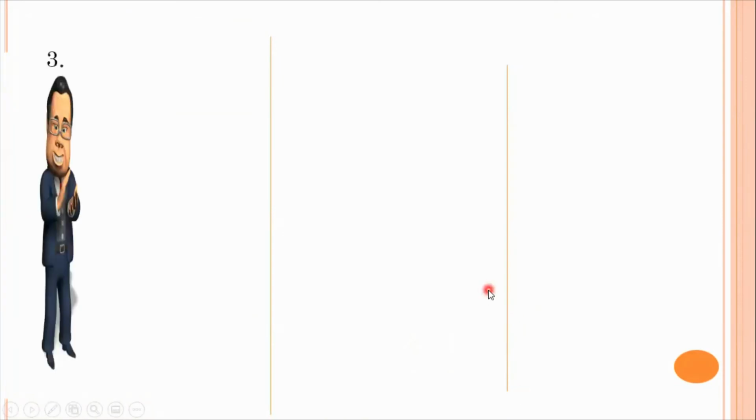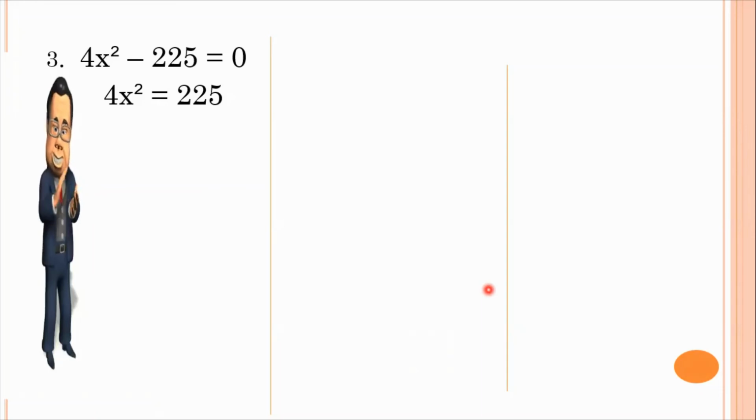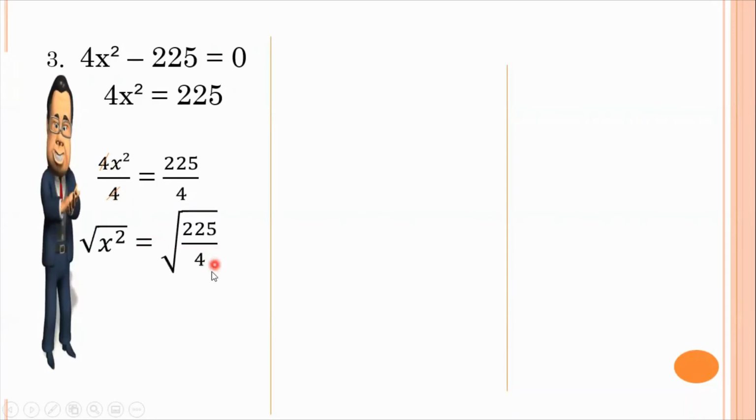So number 3 example. 4x squared minus 225 equals 0. So we use addition property of equality. Add 225 both sides. So we have 4x squared is equal to 225. Then we will divide both sides by 4. So 4x squared over 4 is equal to 225 over 4. Cancel 4 in the numerator and 4 in the denominator. So we have x squared is equal to 225 over 4.